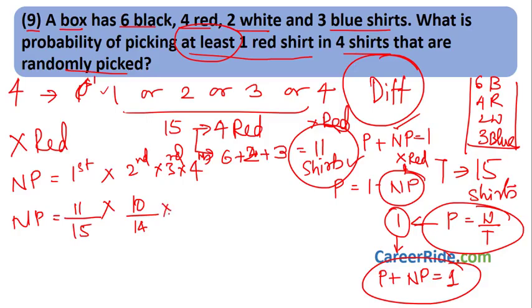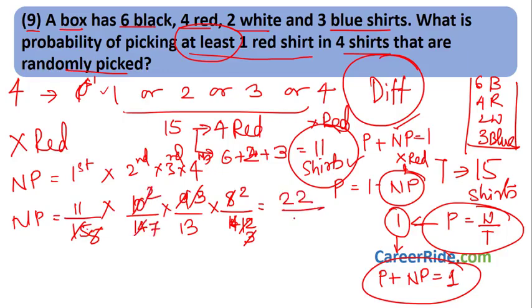Okay, this is the second non-red shirt. Now I choose the third non-red shirt. Already 2 are in my hand, so 11 minus 2 is 9, divided by 13 because 3 are in my hand... then 8 divided by 12, choosing the fourth non-red shirt. Okay, now what do I get over here? Simplifying, we get 22 upon 91. This is the probability of not choosing even one red shirt, right?